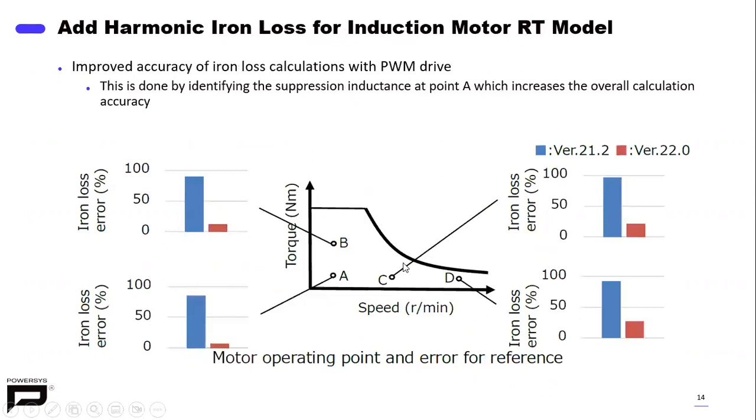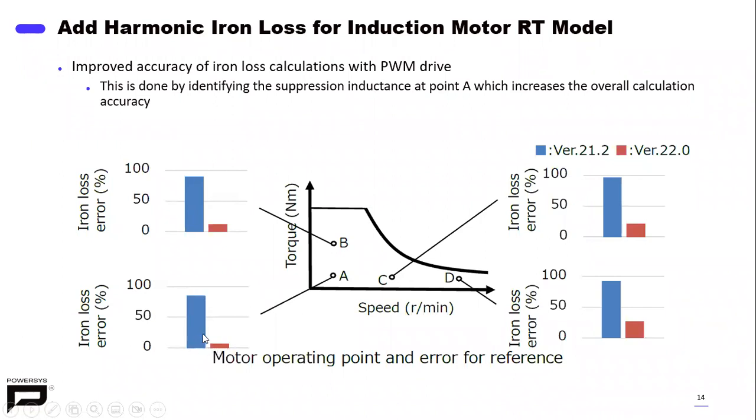So that is actually possible. And another enhancement that is being made is the harmonic iron loss for the induction motor RT model. Here you can see we got results for different operating points like A, B, C, and D. We compared the iron loss error with the previous version 21.2 and the current version 22.0. The blue color indicates the previous version, and the maroon color indicates the new version.